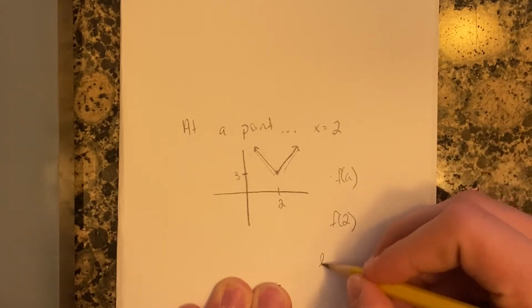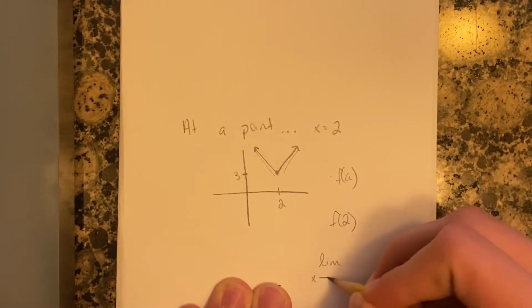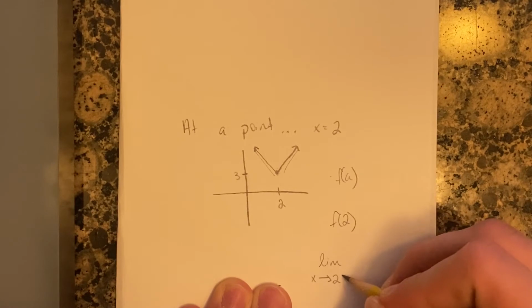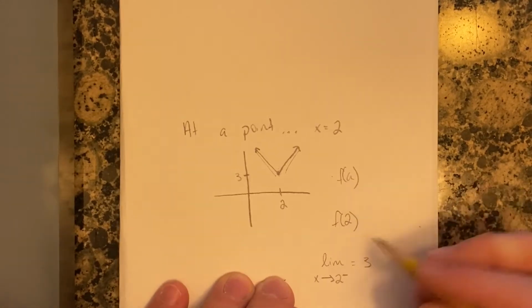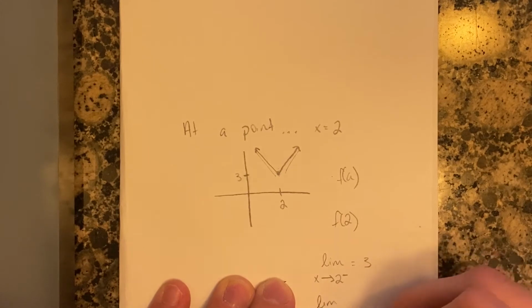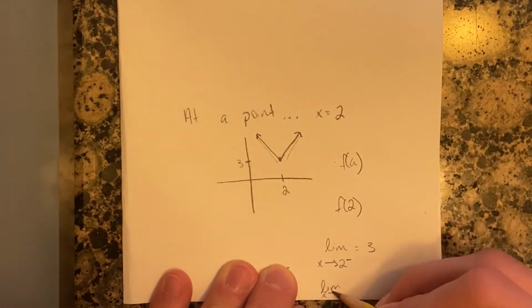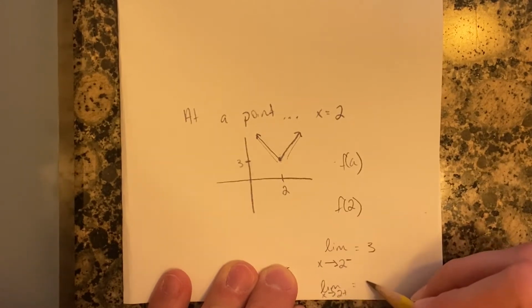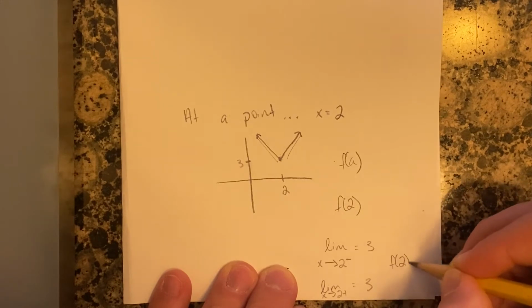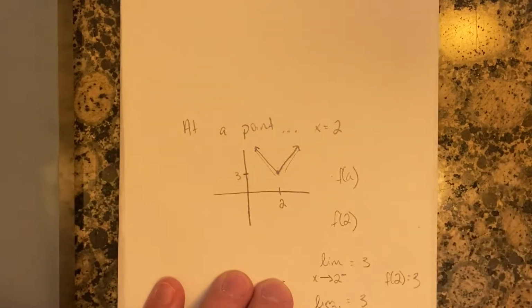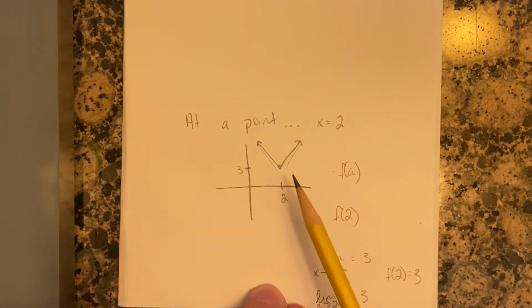So when the limit as x approaches 2 from the left, we see that it is equal to 3. And when we look at the limit as x approaches 2 from the right, we see it's also equal to 3. And then, as we just went over now, f of 2 is also equal to 3. So we know that this absolute value function is continuous at x equals 2.